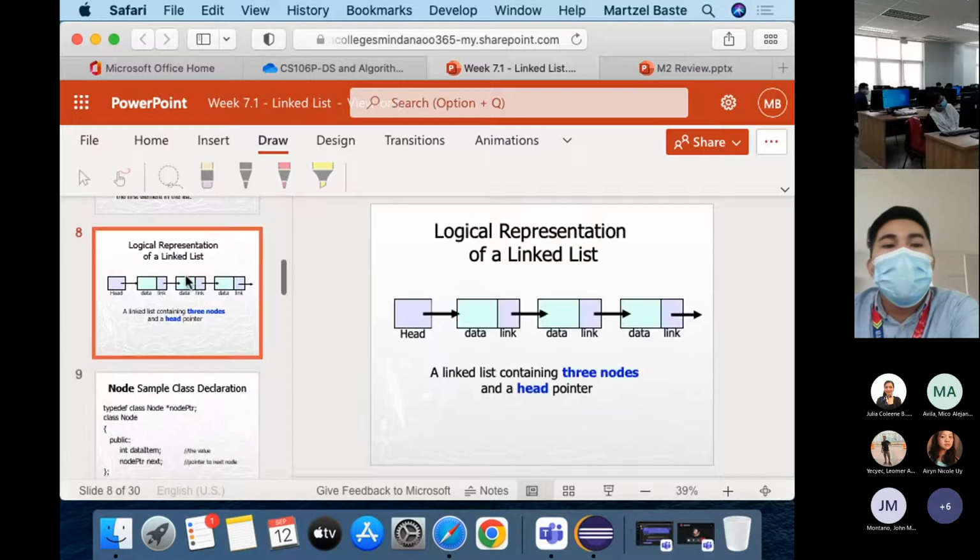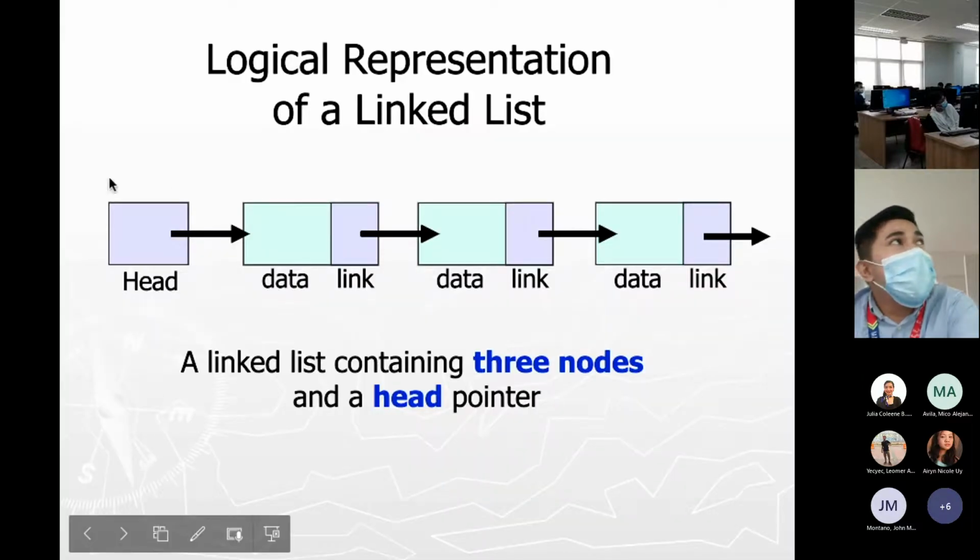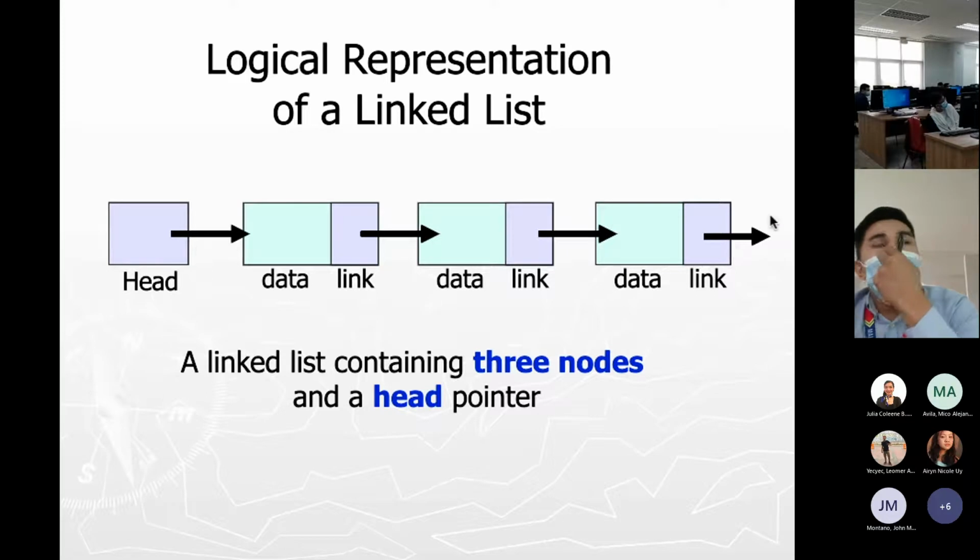Now, to give you an idea of how it is represented, this is the representation of a linked list. You have the head, and then you have the tail, wherein insertion can be done anywhere. It can be done at the beginning, in the middle, or at the end. So there's no restriction anymore.